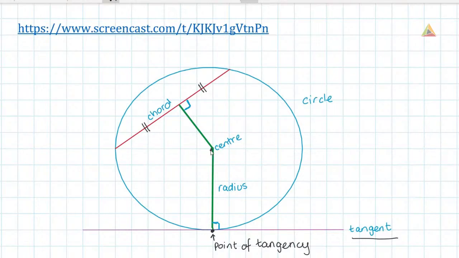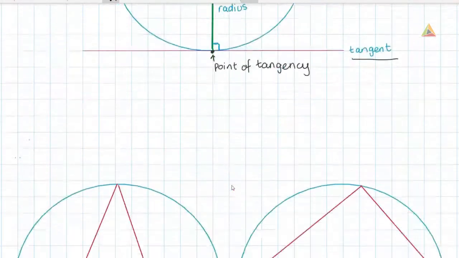And the radius that comes from the center to that point of tangency is always going to form a 90-degree angle with that tangent. So we're going to see that is going to help us to solve working out some of our angles in our circles from the questions from the papers shortly. There's another theorem that we need to look at before we can look at that.